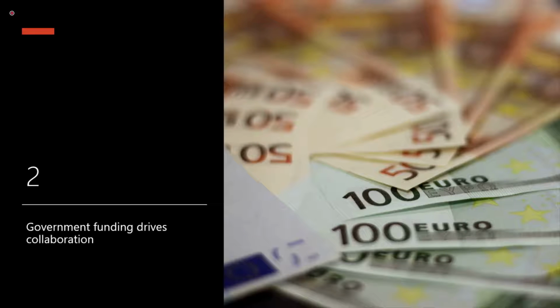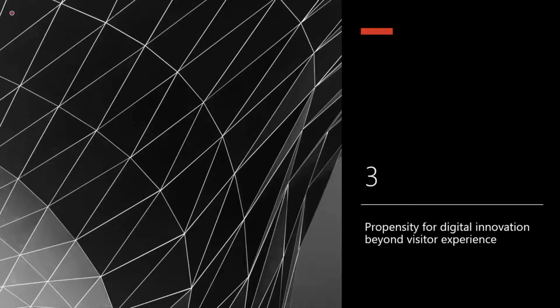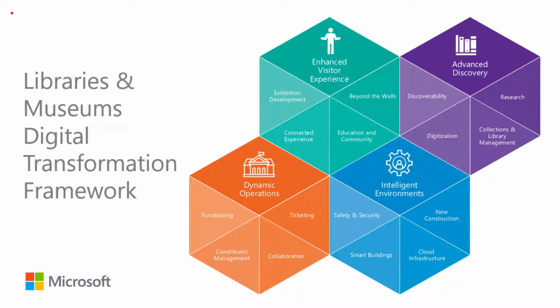And then the final one is this propensity for digital innovation beyond the visitor experience. So I'm going to go to the next slide quickly. You've heard me talk about a digital transformation framework for libraries and museums. We have other webinars here if you wish to find out more about it. I'm not going to go into this here, but we have this idea of 4 pillars and 16 initiatives. One of those is around the connected experience, which is really the visitor experience.